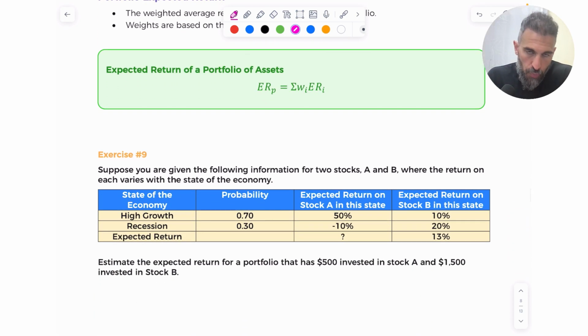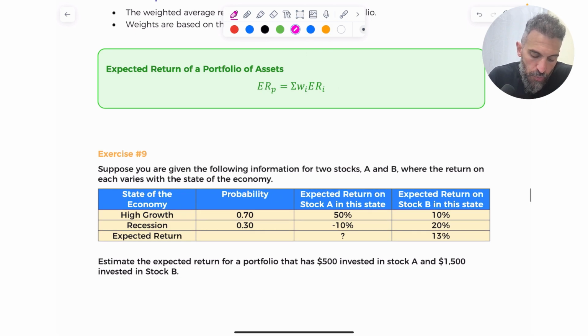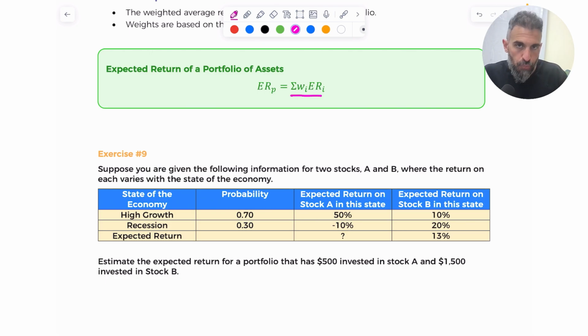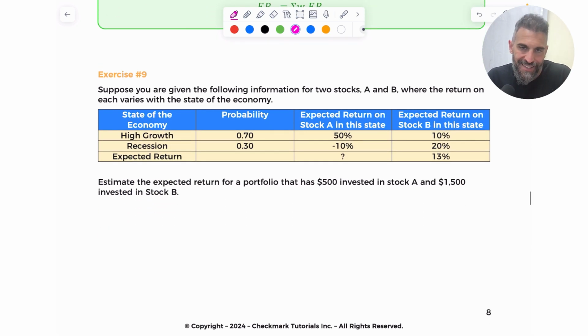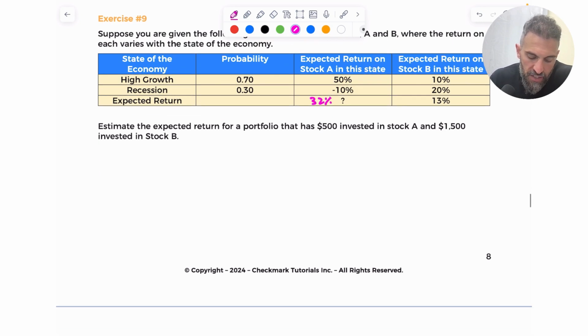Once you have the weights, then you're able to calculate things like the expected return of the portfolio or the standard deviation of the portfolio, which means the same thing, but now for your entire portfolio. The expected return of a portfolio is always just a weighted average of whatever you have within the portfolio. So this is that same case that we've been working on. Remember that the expected return for A was 32%. We found that earlier. For B, we gave it to you already. And now we're saying that we have $500 invested in A and $1,500 invested in B.